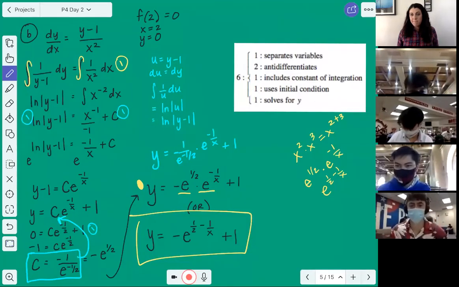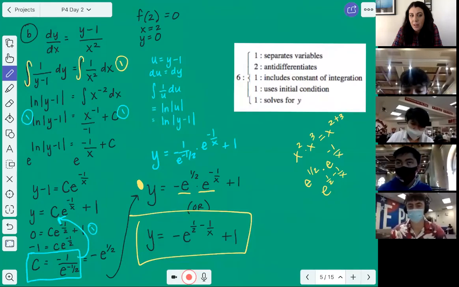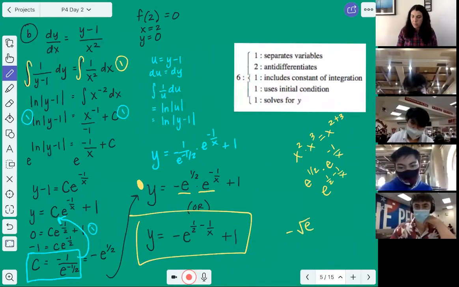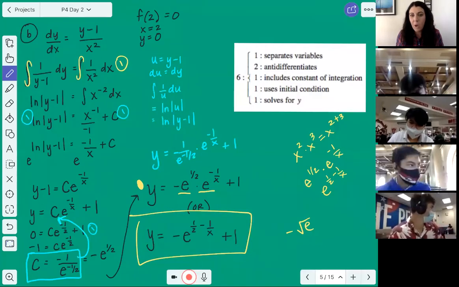Questions? Miss Tosher, yes, sir. A couple of us wrote, every time we saw the negative e to the 1/2, negative square root of e. Is that all right or no? Oh, totally fine. Absolutely. So if you made that negative square root of e, great. Totally. Yeah, 1/2 is the square root. Perfect. No issues with that.